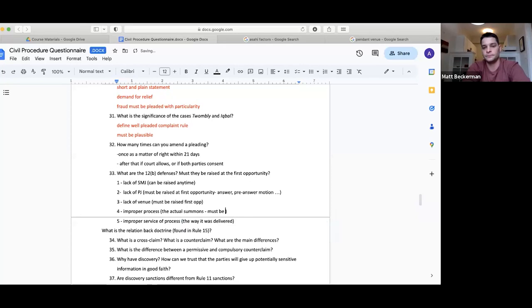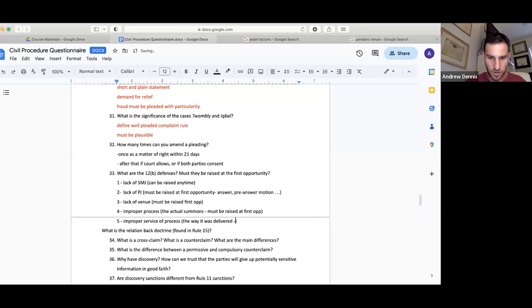You do say that there's definitely an MBE question where they're both the answer and you got to distinguish between them. So it's a little bit trickier. Okay, so must be raised at first opportunity. And then improper service of process also must be raised at first opportunity.